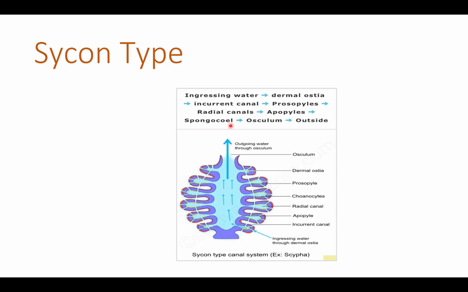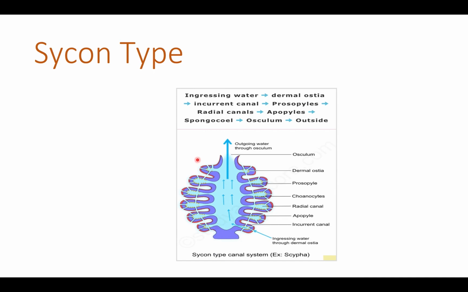Now next, sycon type. This sycon type of canal system is a more complex system of pores and canals, and it is found in syconoid sponges like Scypha, which is also known as Sycon, and Grantia. So here I am going to explain the sycon canal system in Sycon or Scypha.